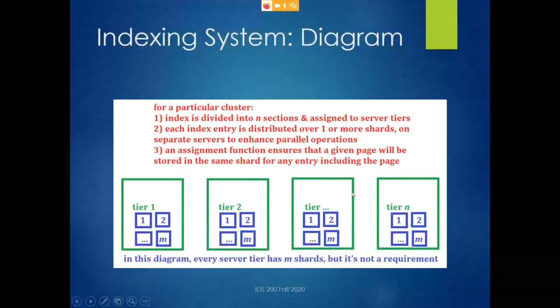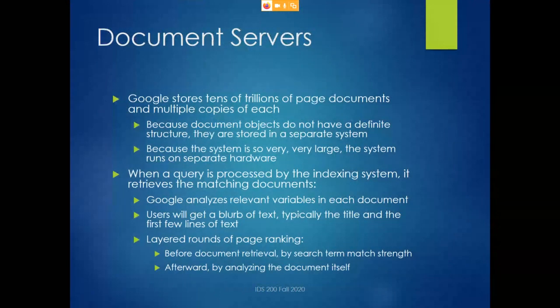So moving on. Next thing, document servers. Of course, Google stores tens of trillions of page documents. Essentially, Google basically has a copy of the surface internet, and it has to have multiple copies of each in case something happens to them. Now, because document objects don't have a definite structure, we've talked about that, they have to be stored in a separate system. It would be kind of horrible if every time somebody enters a query into Google, Google would have to dig through its entire stash of web page documents and check through all of them to see if the terms are there.